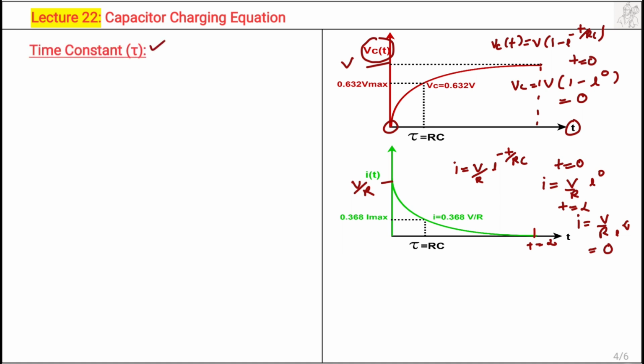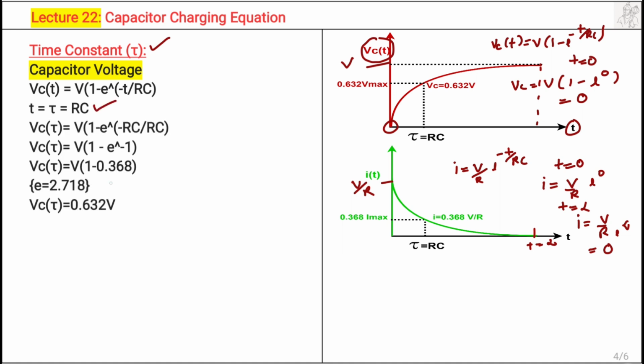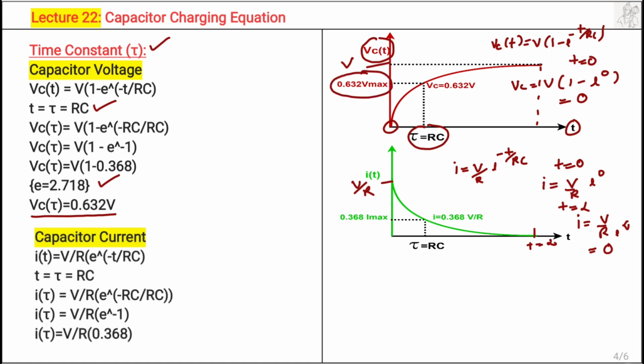Then there is the concept of time constant. So rather than t is equal to 0 and infinity, if we put t is equal to RC and solve this equation, we know that e is equal to 2.718, then the voltage comes out to be 0.632 V. So when t is equal to RC, the voltage becomes 63.2% of the maximum voltage. And similarly, in the current equation, when we put t is equal to RC, the current becomes 0.368 times the maximum current. Therefore, at t is equal to RC, the current is 36.8% of the maximum value.